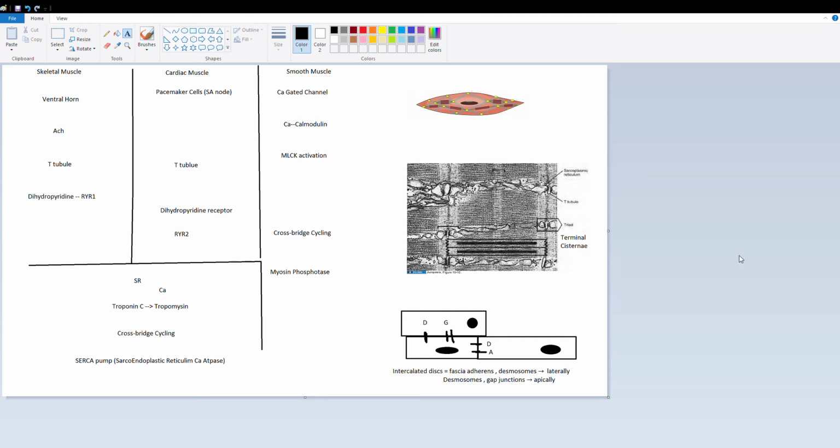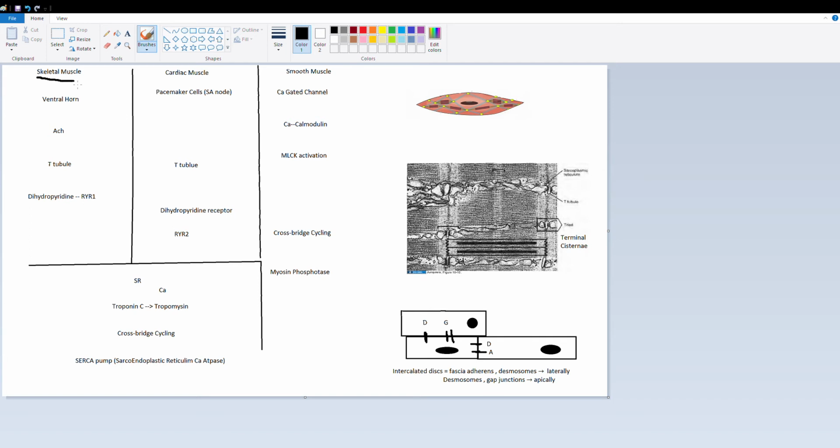Hey guys, today's video is going to be on muscle contraction, and I'm going to cover basically all three major muscle types because I thought it'd be better to get a holistic picture of what's going on. So I'm going to be going through skeletal muscle, cardiac muscle, and smooth muscle, how these muscles get to their contraction phase or cross-bridge cycling phase, and how the cross-bridge cycling is stopped. As well as I'll be going through some key anatomical features of each of these muscle types.